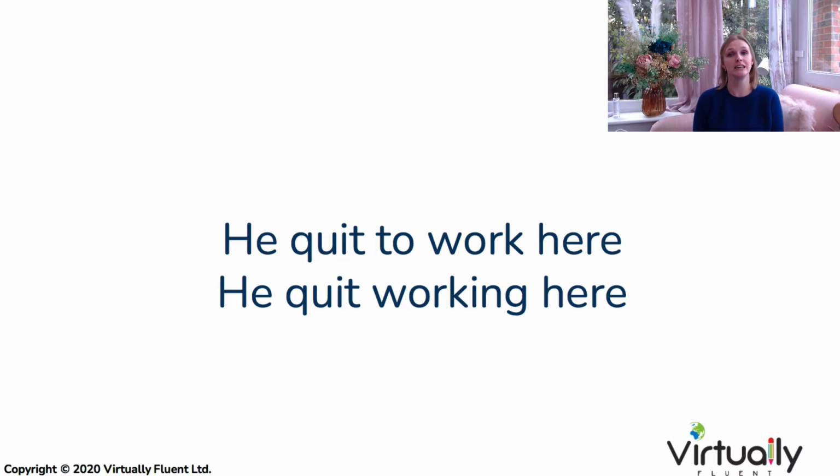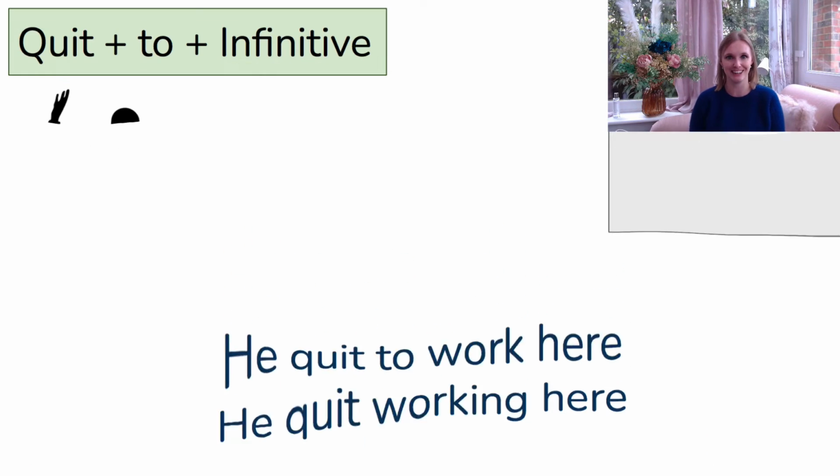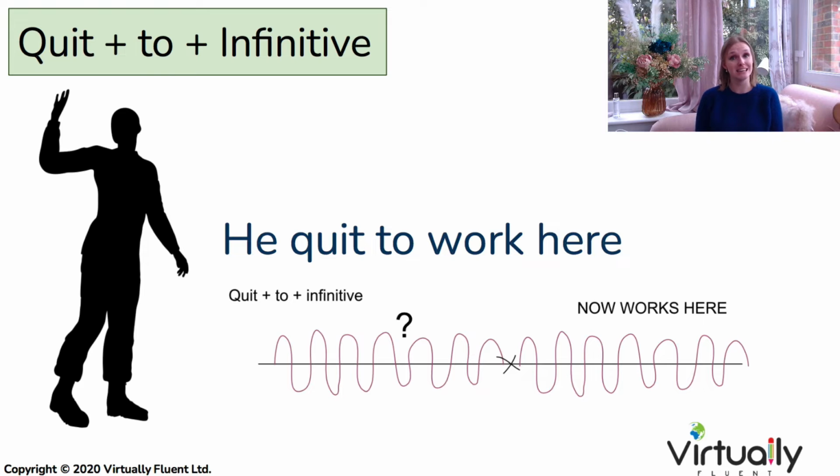Now, our next tricky verb is quit. For example, he quit working here, he quit to work here. With the to plus infinitive, it's very similar to that go on. We have two separate events. He quit something in order to work here. He quit company A to work at company B. He quit to work here. That same meaning as in order to.